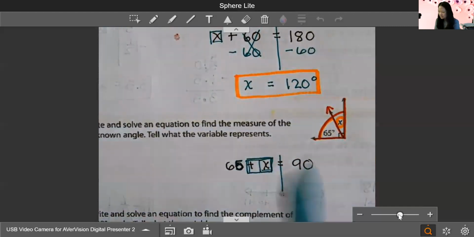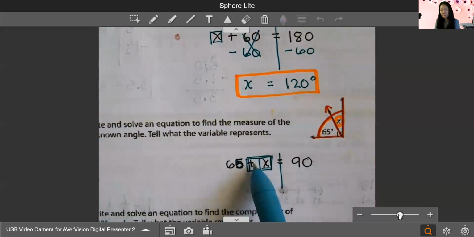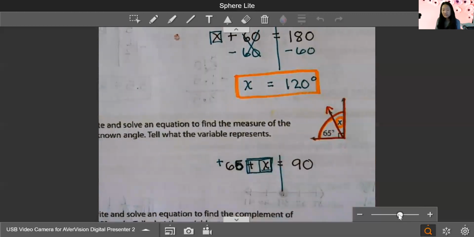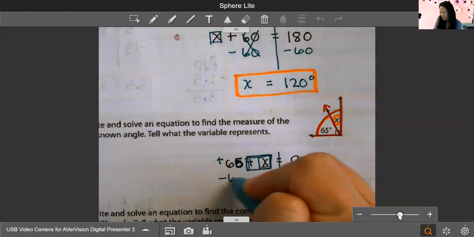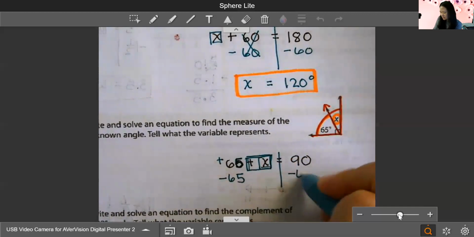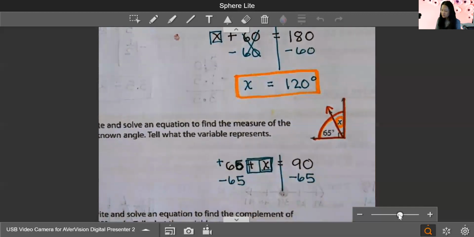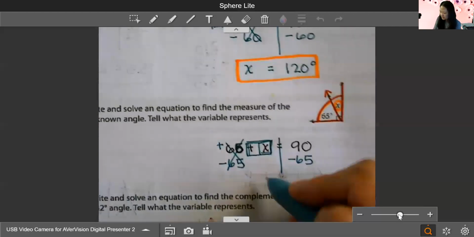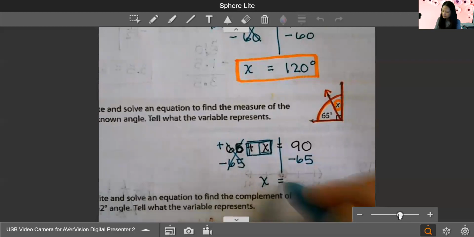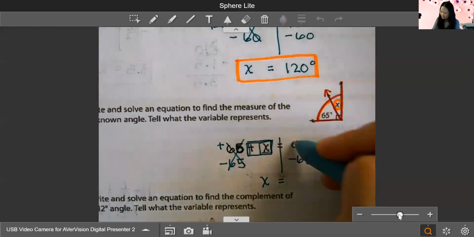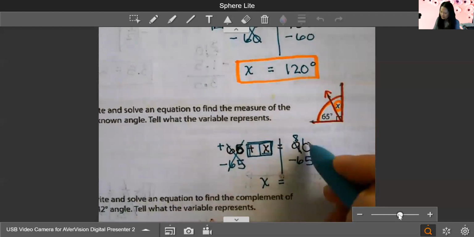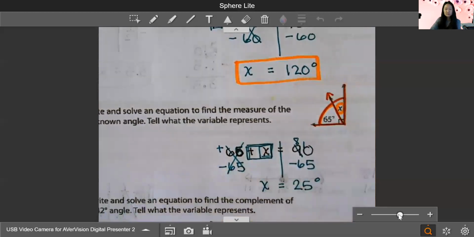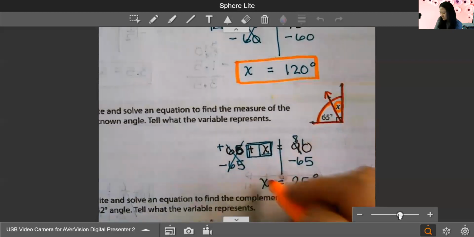It is not because of this plus sign behind the 65. It is because this is a positive 65. So the opposite of that would be to subtract 65. And you need to do that on both sides of the equation. So 65 minus 65, you x it out. So what you have left is x equals 90 minus 65. You need to borrow. 10 minus 5 is 5. 8 minus 6 is 2. So the answer is x equals 25 degrees.